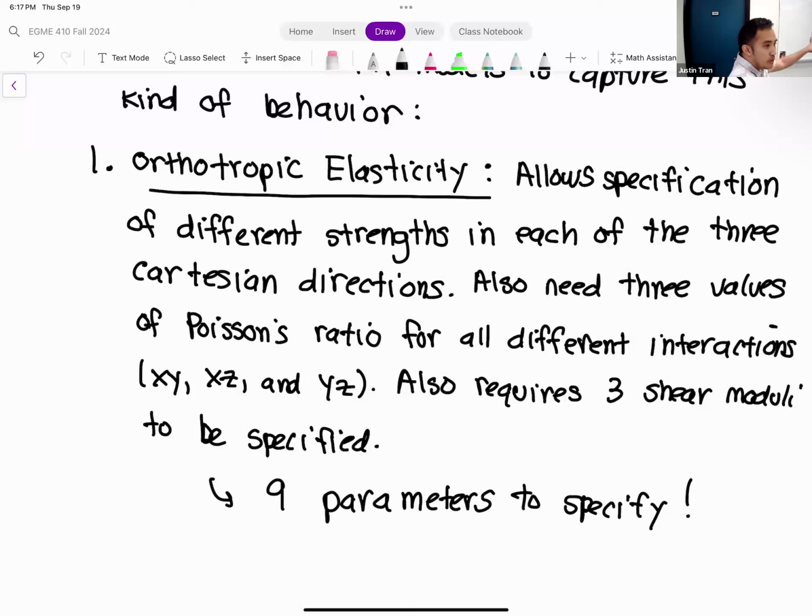All right, any questions on this so far? Okay, so that's orthotropic elasticity. Some of you will use this in your final projects. There are some materials that do have some data out there that's easy to get.